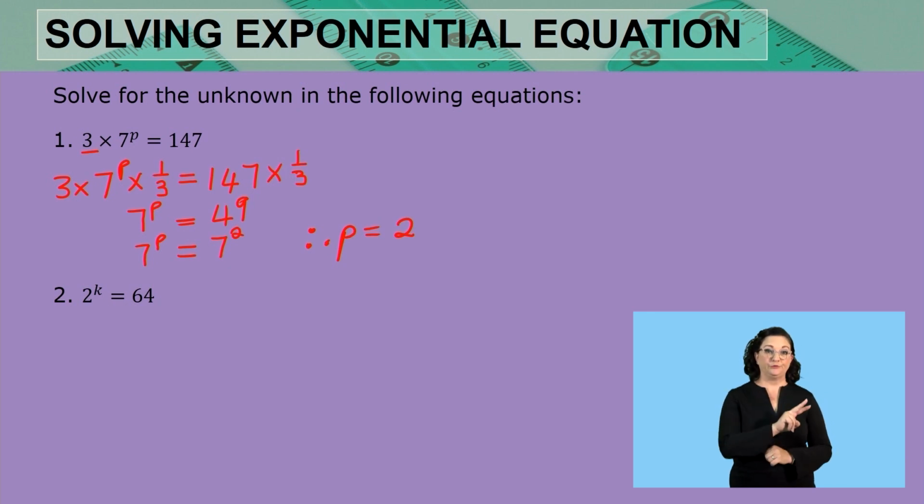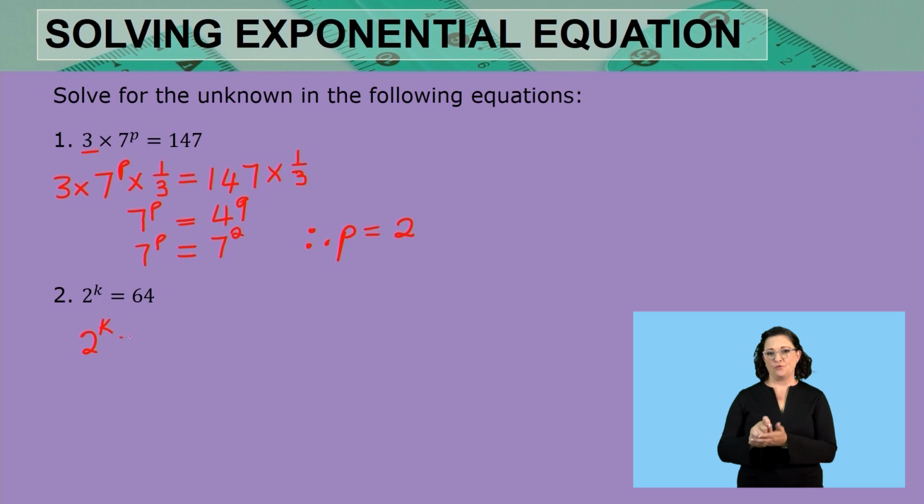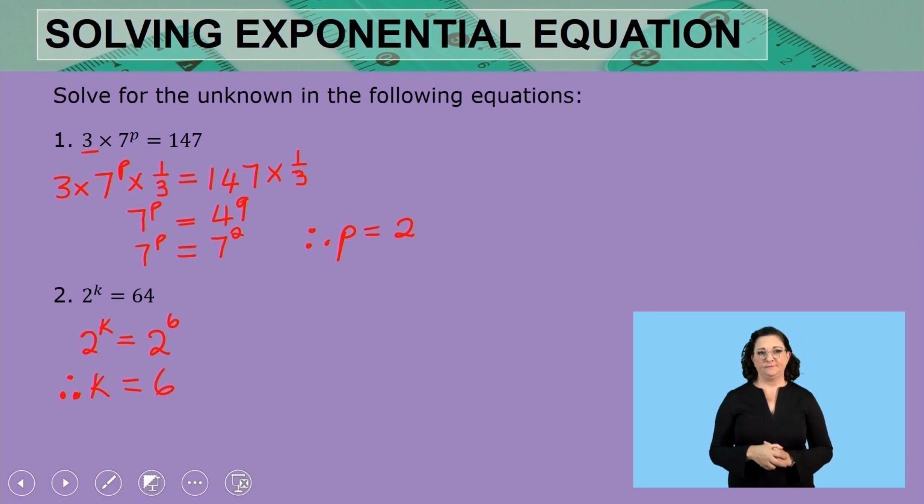Now we have 2 exponent k is equal to 64. Firstly, we are going to write 64 in exponential form. Remember, we had many ways of writing 64 in exponential form, but now we want to have the same base as the left-hand side. So we are going to write it as 2 exponent 6. Because the powers are equal to each other and the base is the same, that means that the exponents are also equal. So therefore, our k is equal to 6.